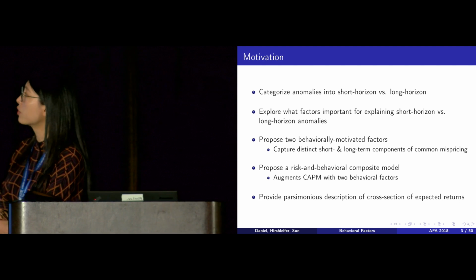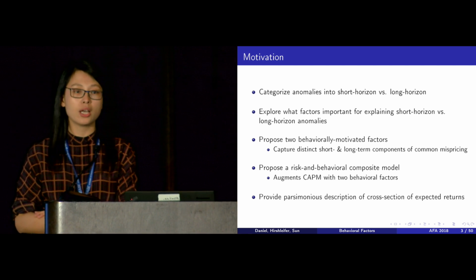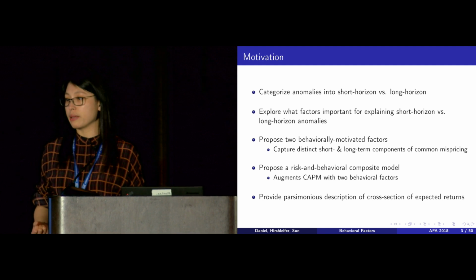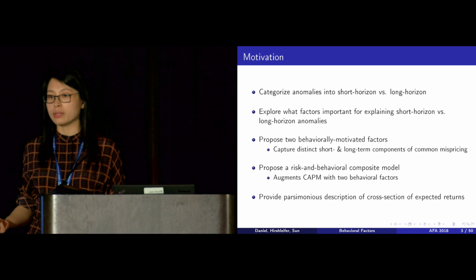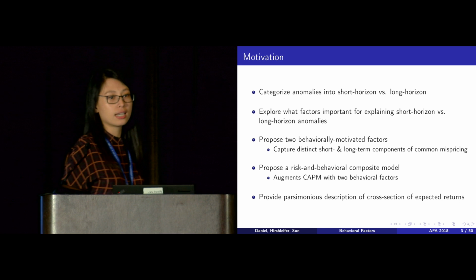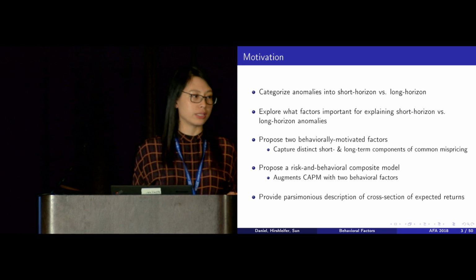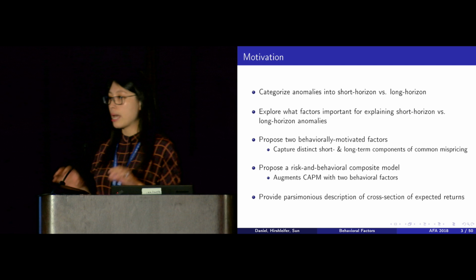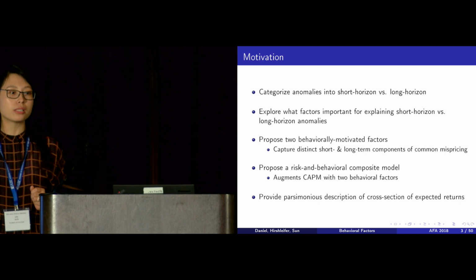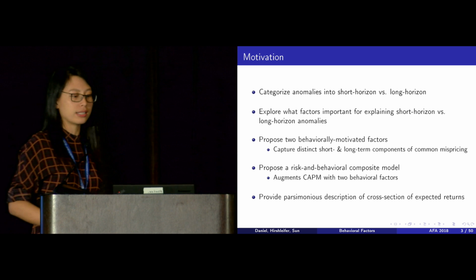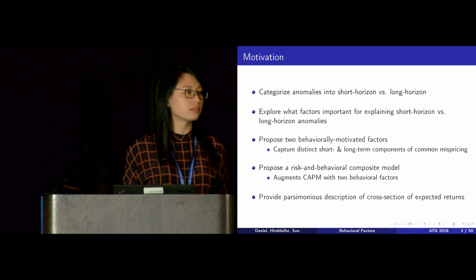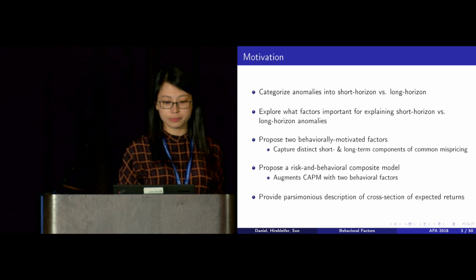Our approach is to first categorize anomalies into short horizon versus long horizon, and then we explore what factors are important to explain each group of anomalies. We propose two behavioral factors, each capturing a distinct component of short-term versus long-term mispricing. Then we augment the CAPM with the two behavioral factors to form this three-factor risk and behavioral composite model. The goal of this paper is to see whether this three-factor composite model can provide a parsimonious and better description of the cross-section of expected return.